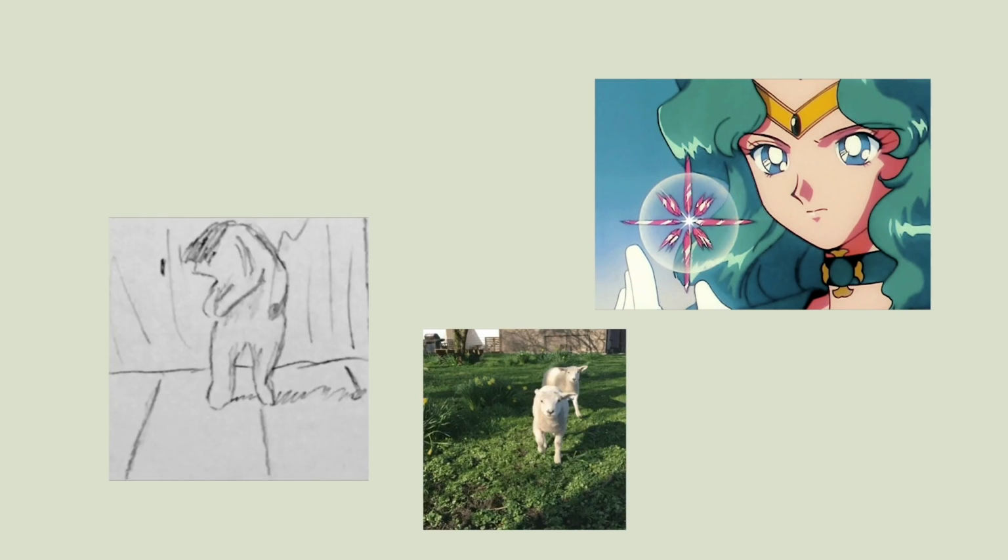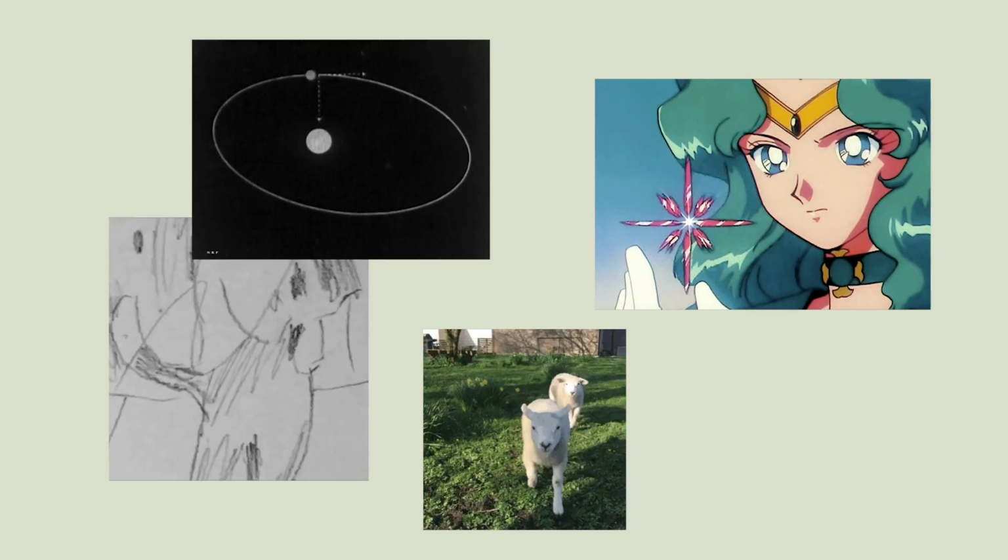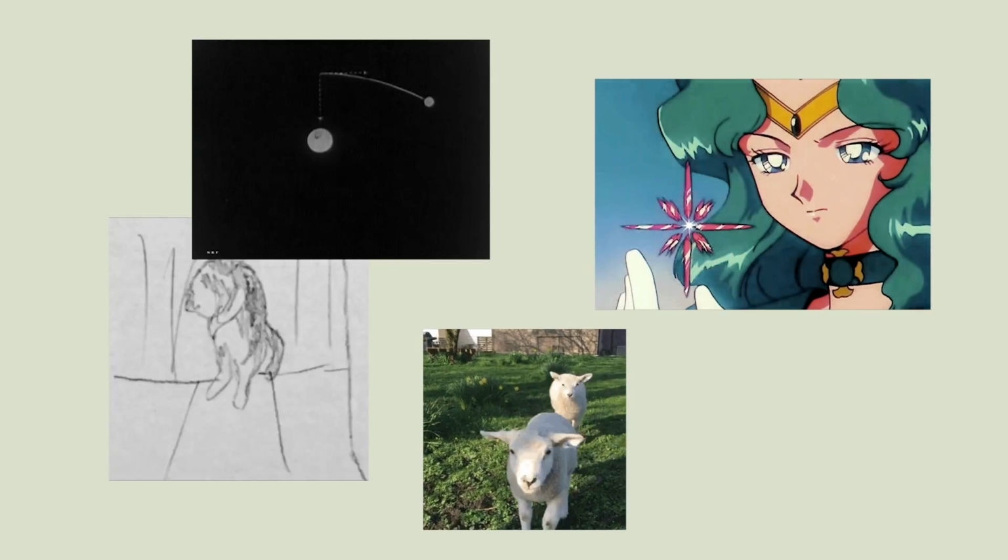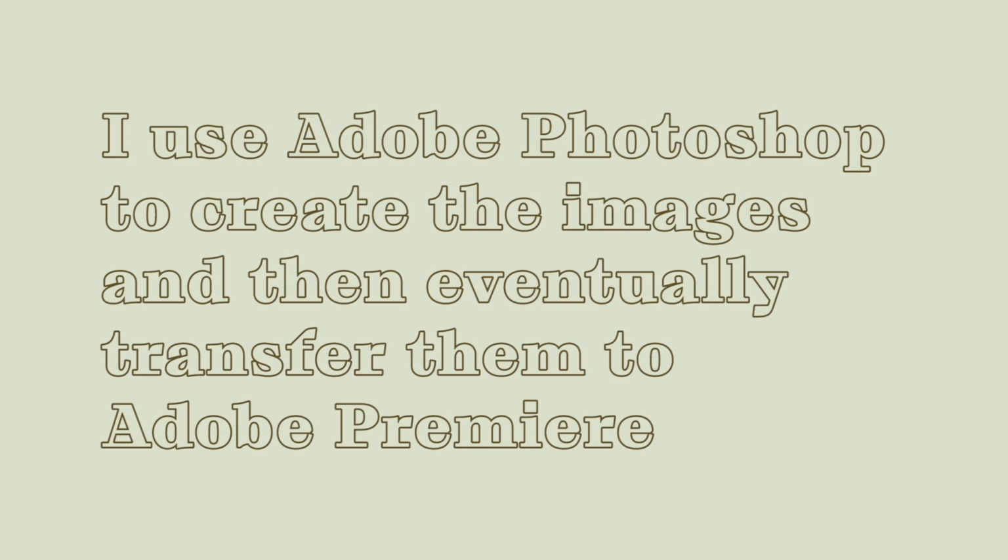To make these titles, what I'm essentially doing is creating a very simple GIF, or GIF, however you say it. It's otherwise a series of images stitched together in a loop. I use Adobe Photoshop to create the images and then eventually transfer them to Adobe Premiere Pro, although you can likely replicate this process with any video or photo editor program.